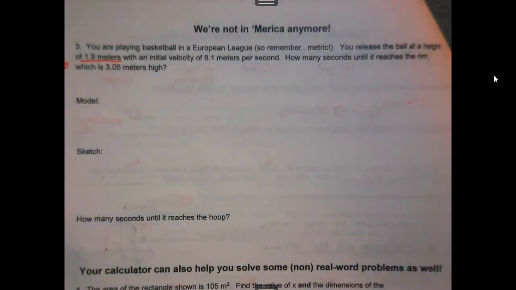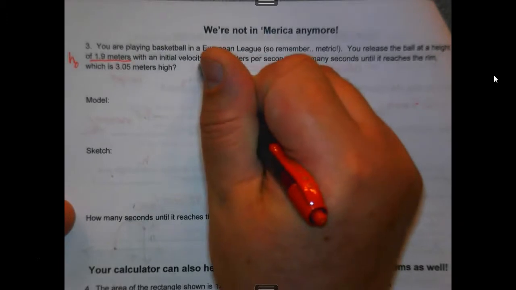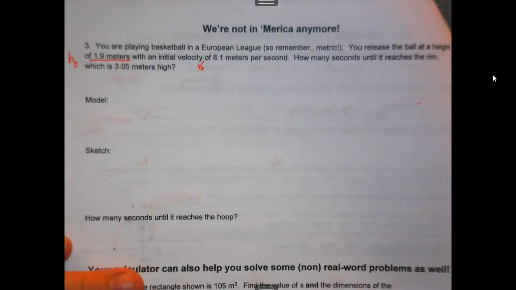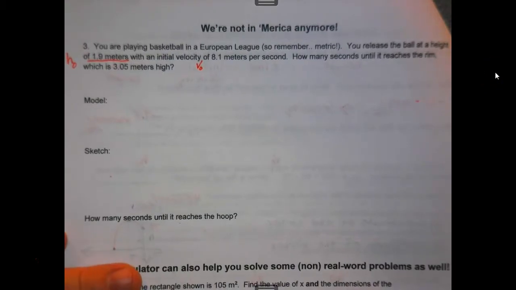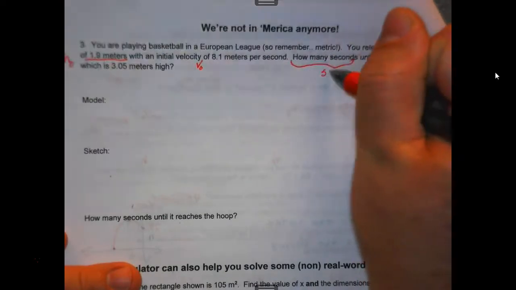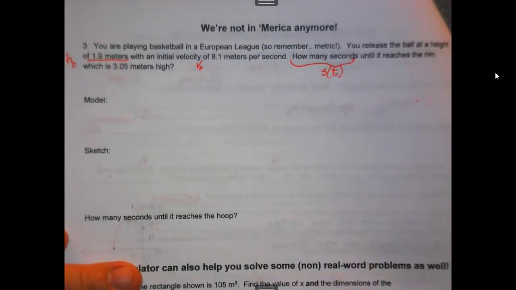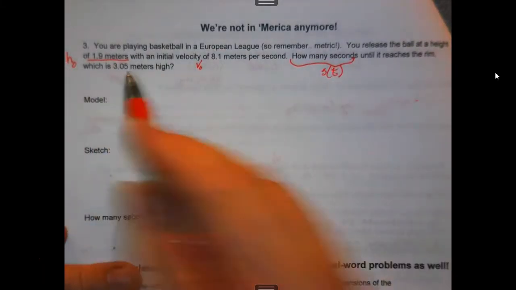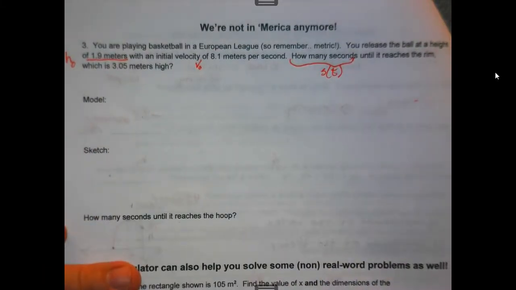Okay, with an initial velocity of 8.1. So there's our v sub 0. How many seconds? So we're looking for s of t, right? How many seconds until it reaches the rim, which is 3.05 meters high?